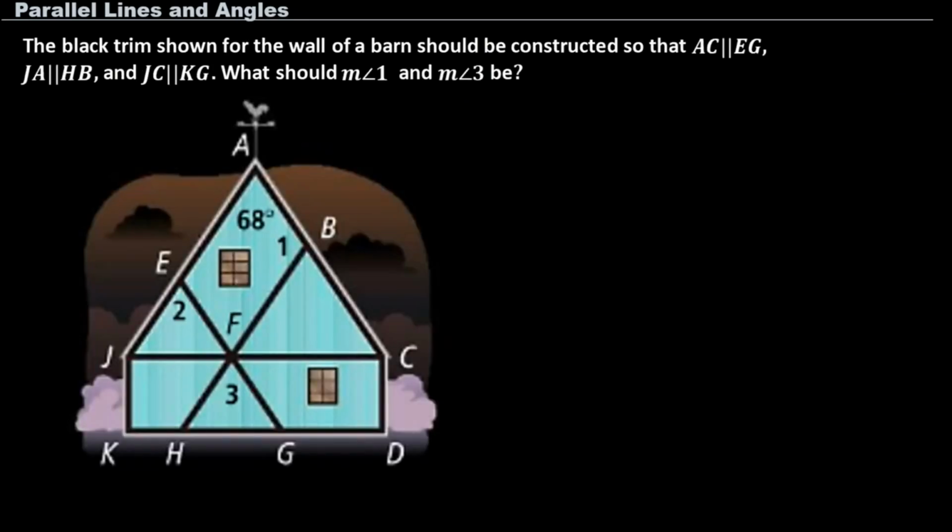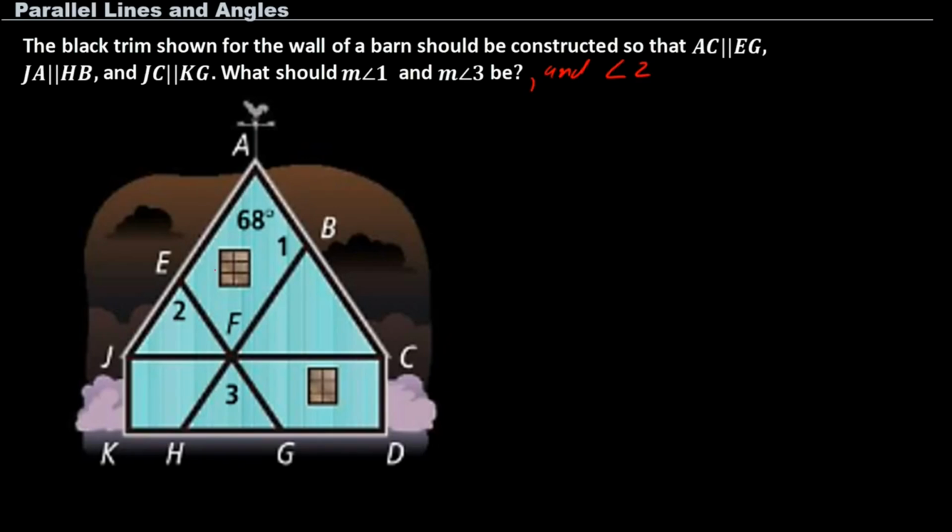The black trim shown for the wall of a barn should be constructed so that AC is parallel to EG. So AC is parallel to EG, and JA is parallel to HB, and then JC is parallel to KG. So these two horizontal slots are parallel to each other. So then from there, the question is, what is the measurement of angles 1 and 3? And I'll say, and angle 2.